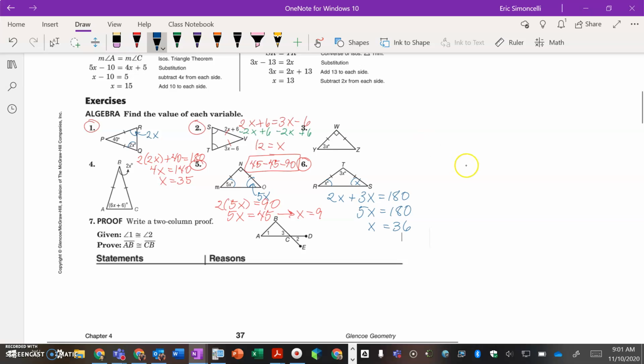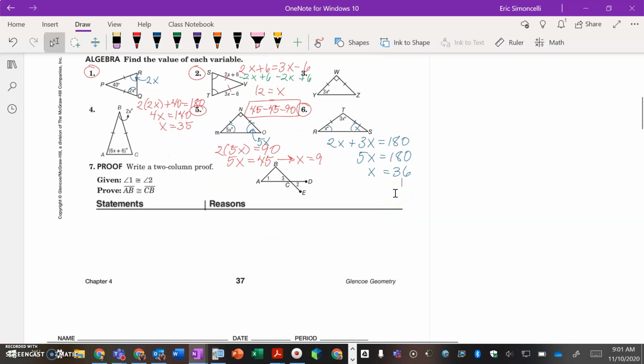All right, this next problem is a proof. It's a 2-column proof. We're going to look at, given angle 1 congruent to angle 2 in the picture, mark it please, prove that side AB is congruent to side CB.